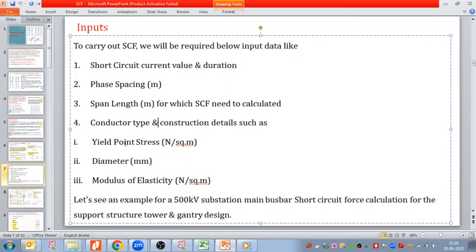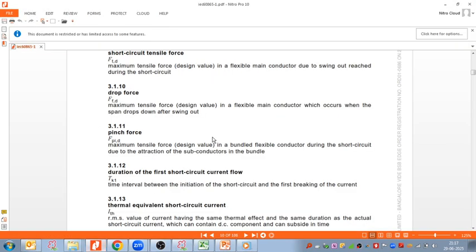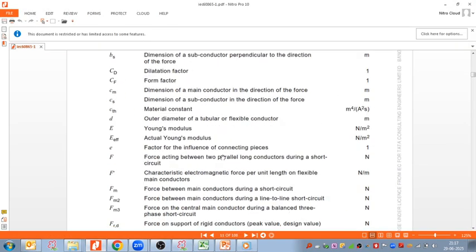Span length for which SCF needs to be calculated. Conductor type means what conductor I am going to use, that's all. So this is required. So this is all theoretical concept. Let us take the IEC 60865 and do one calculation to understand the overall process.